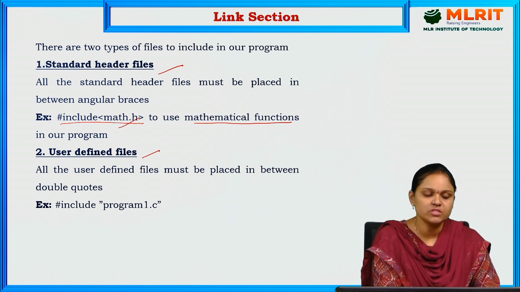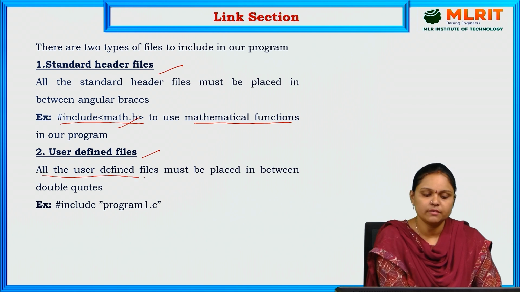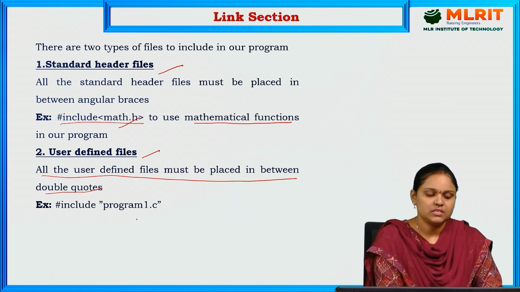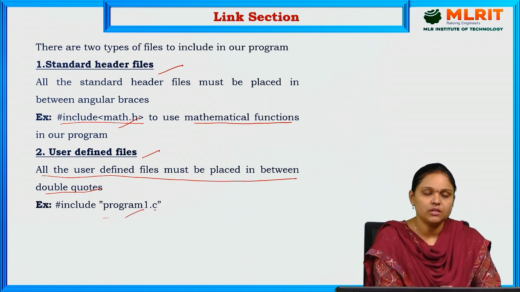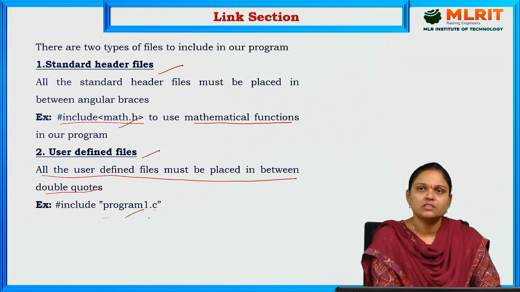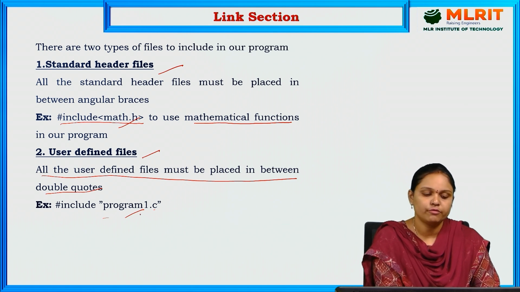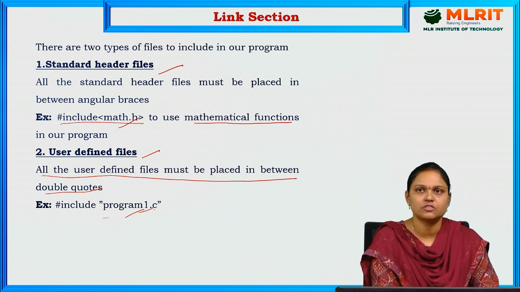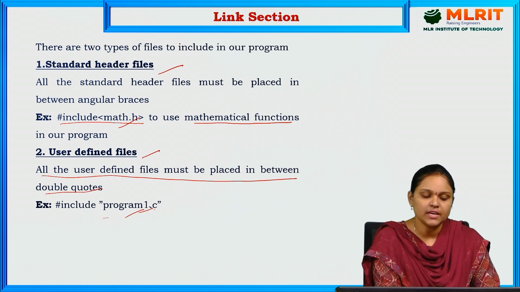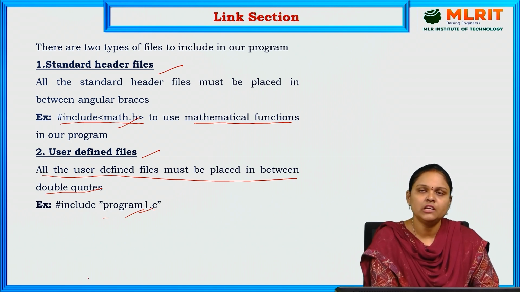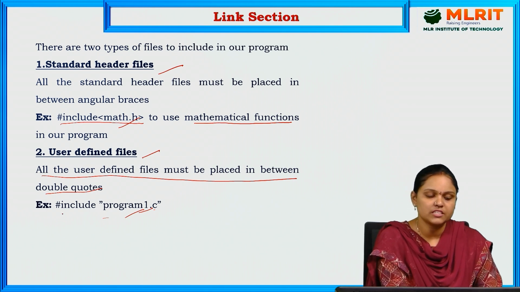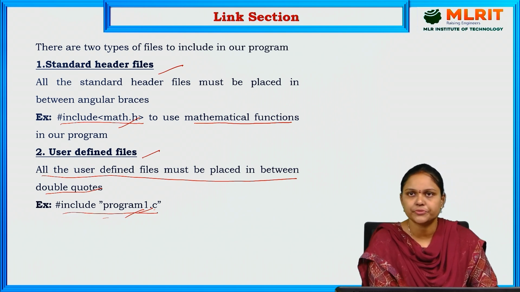Coming to the user-defined header files, all the user-defined header files must be placed between double quotes. This is one example: #include program1.h. Program1.h is nothing but some function definitions that we have defined and placed in this file. It is a C file. So whatever function or code we have developed, we can use in our existing program by using this #include program1.h.